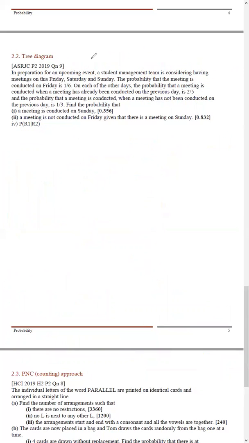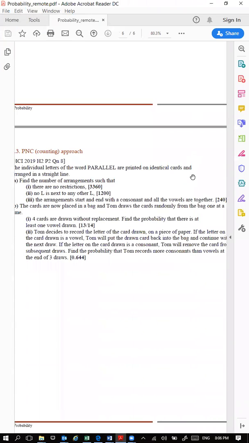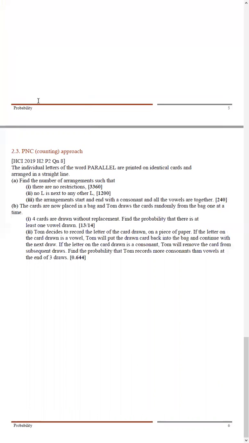Okay, so the last technique, or the last category of question, is the PNC approach. Let me try to scroll this down. I can't scroll this. Okay, let's not try to touch this. The last category of question is actually the PNC approach. We use this example to show.